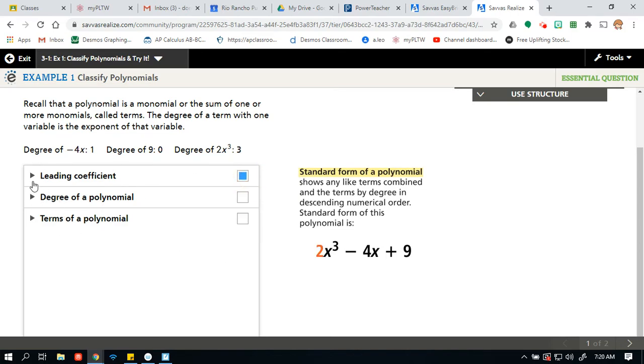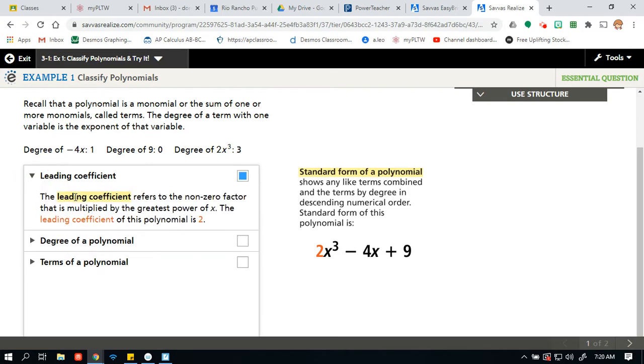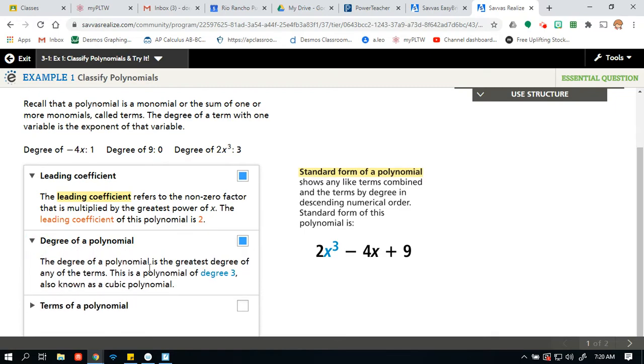All right, so let's look at, I checked on the leading coefficient. I don't know what it's doing. Oh, it did. It highlighted it in orange. The leading coefficient refers to the non-zero factor that is multiplied by the greatest power of x. The leading coefficient of the polynomial is 2. The degree of the polynomial is the greatest degree of any of the terms. This is a polynomial of degree 3, also known as a cubic polynomial.